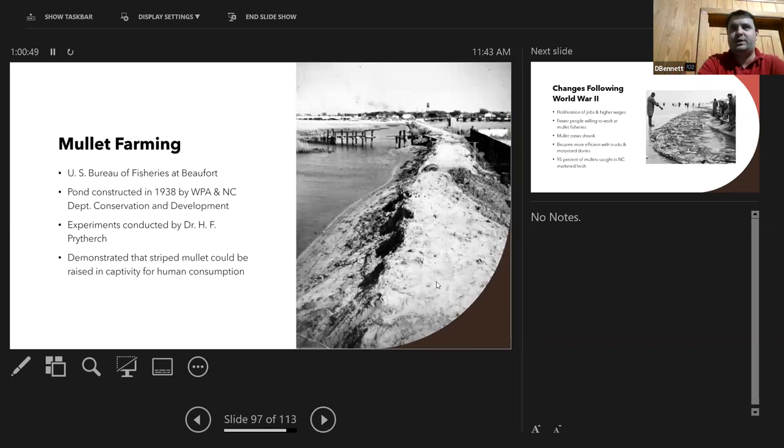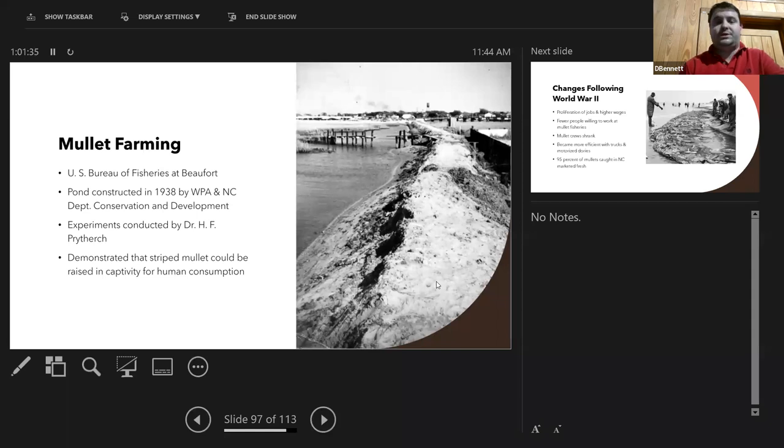Also another interesting thing that happened in the late 1930s was mullet farming by the U.S. Bureau of Fisheries, right here on Piver's Island. They built a pond, the WPA and the state of North Carolina built this pond out there to farm mullet. And the experiment was conducted by Dr. Prytherch, and they wanted to see if you could raise mullet in captivity for human consumption, and they found, yes, you can do it. And Prytherch was like, we kind of already knew we could do it because Europeans and the ancient Egyptians had done it successfully. We just kind of wanted to see if we could do it here in the U.S.